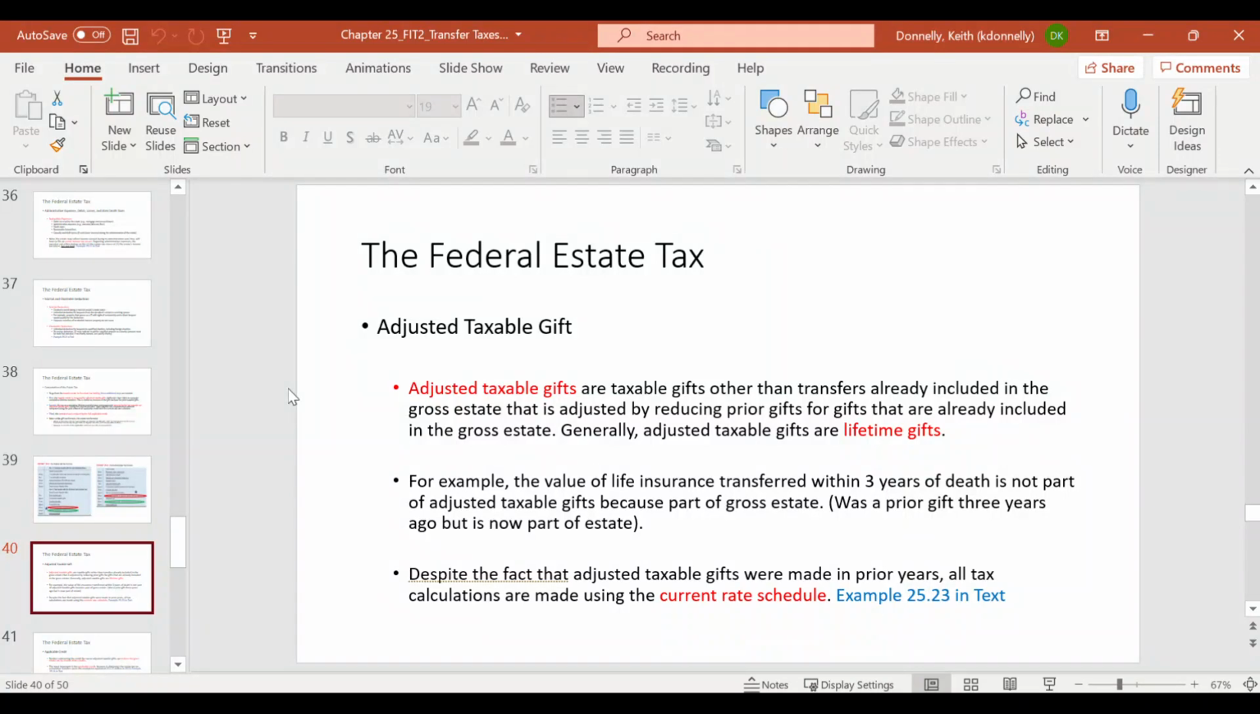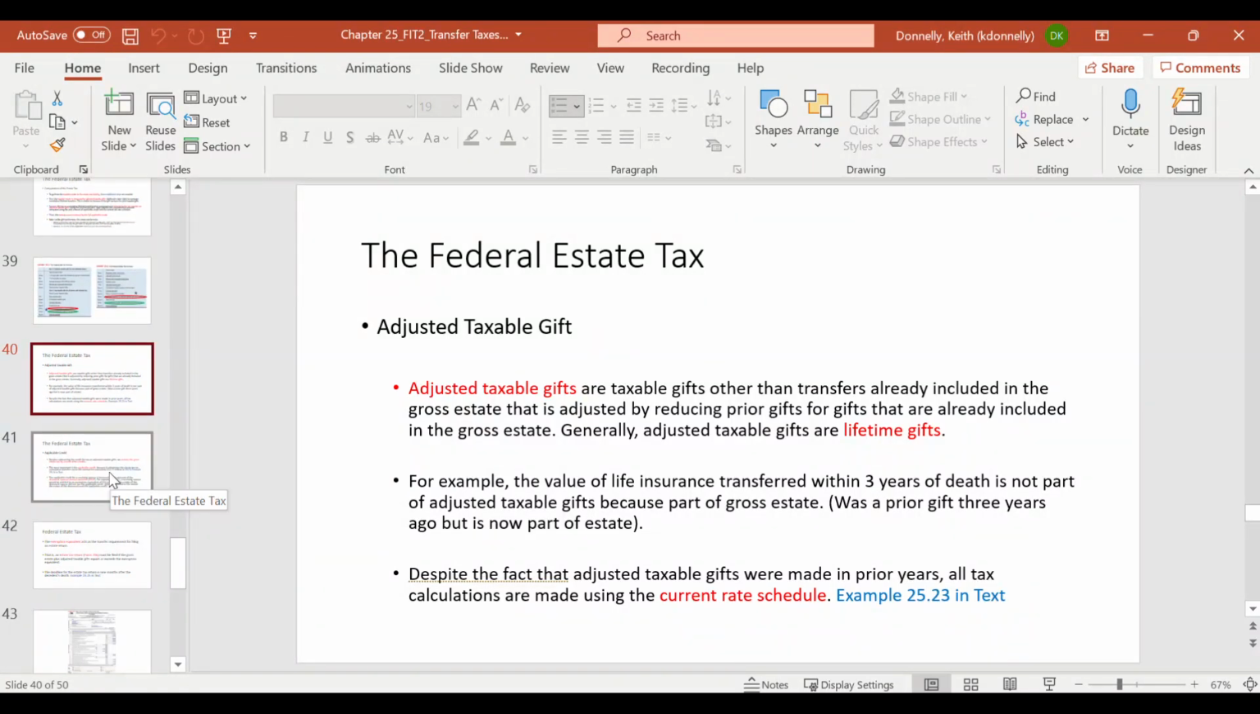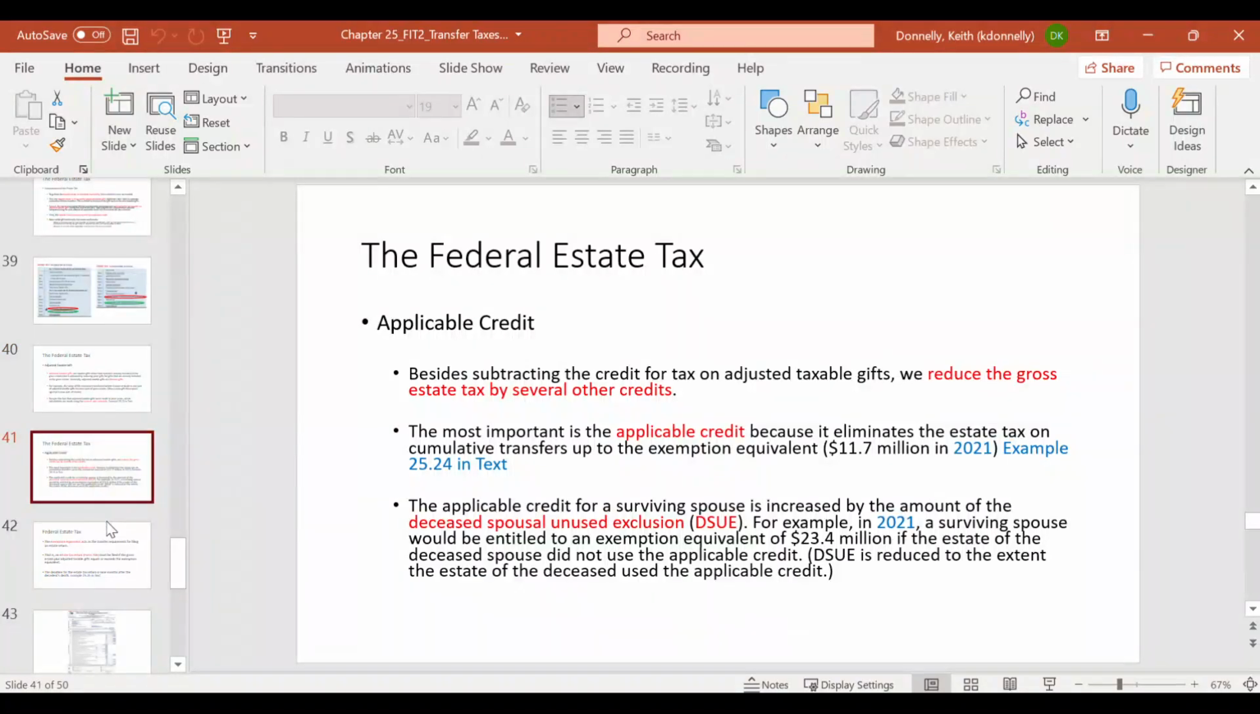As I have here, adjusted taxable gifts, or taxable gifts other than transfers already included in the gross estate. That's adjusted by reducing prior gifts for the gifts that are already included in the gross estate. Generally, these are going to be lifetime gifts. And despite the fact that they were made in prior years, their calculations are going to use the current rate schedule. So you can look there at 2523.